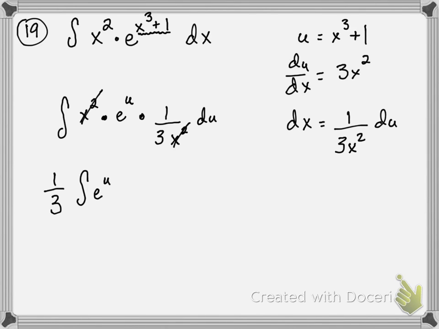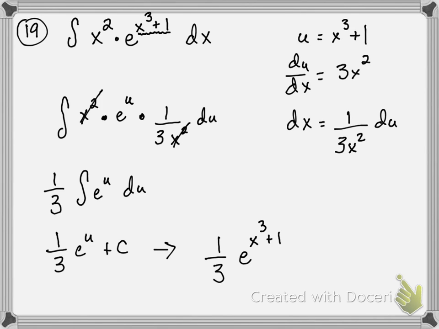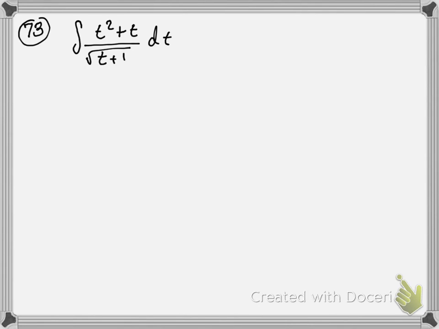E to the u du. So now that makes it really easy to take the integral, because the integral of e to the u is just e to the u. So you have 1/3 e to the u plus c. So plug it back in. That's 1/3 e to the x to the third plus 1, and then plus c on the end. That would be it.